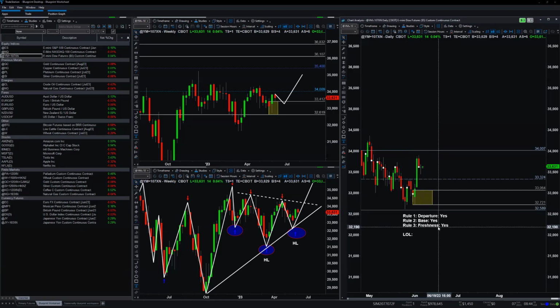We also looked at freshness, and freshness is looking to the right of the zone. So if this is our zone, then we're looking to the right. And we concluded that this is a fresh zone because price has not tested this zone even on the wider version.